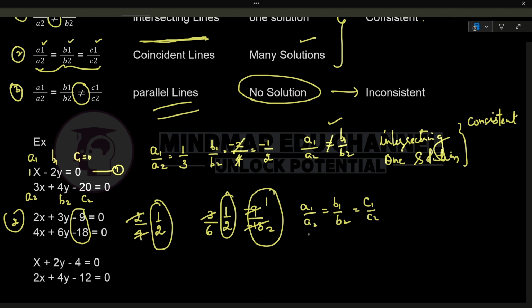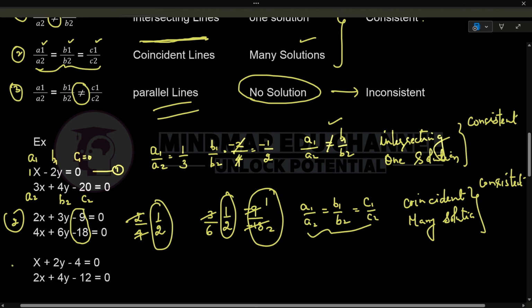So when all the ratios of A, B, C are equal, then what kind of graph we will get? We will get two coincident lines. And how many solutions we will have? We will have many solutions because all the points are same for both the lines. So we will have many solutions. And when we have solution, we call them as consistent.